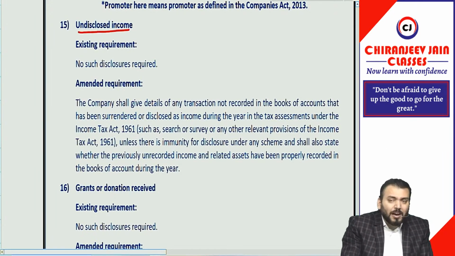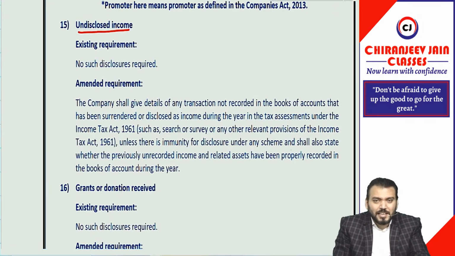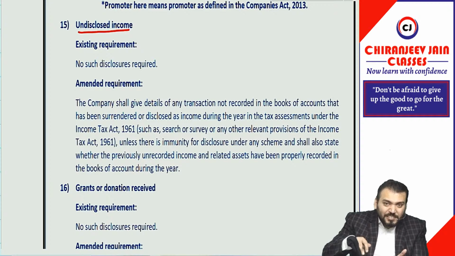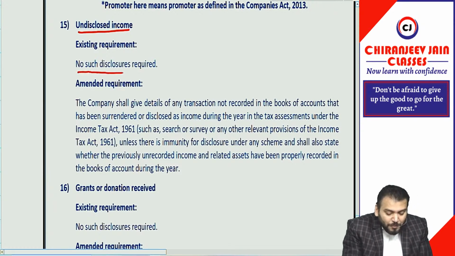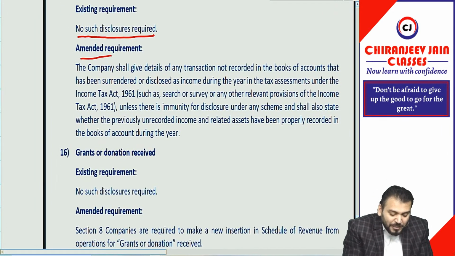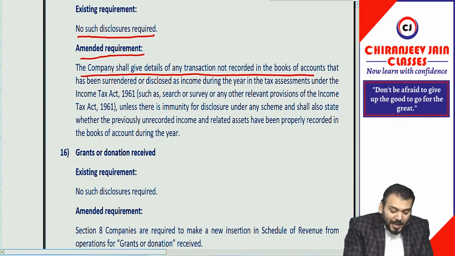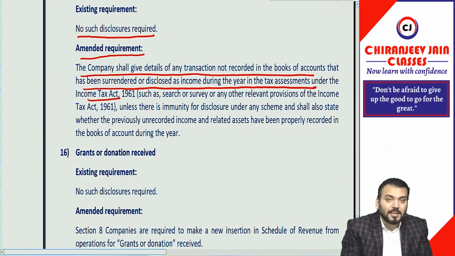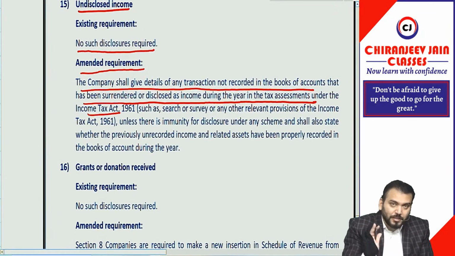Then undisclosed income. Undisclosed income is what? Any income which is disclosed during the tax assessment. Means income under the Income Tax Act, the income tax officer will do assessment. So under that assessment, there might be some income which is disclosed, that becomes undisclosed income. Previously there was no requirement to disclose any undisclosed income, but now as per the amendment, companies shall give the details of any transaction not recorded in the books of account that has been surrendered or disclosed as income during the year in the tax assessment under the Income Tax Act. Understood? So any undisclosed income now requires disclosure in the financial statement. Got it? Yes, sir.